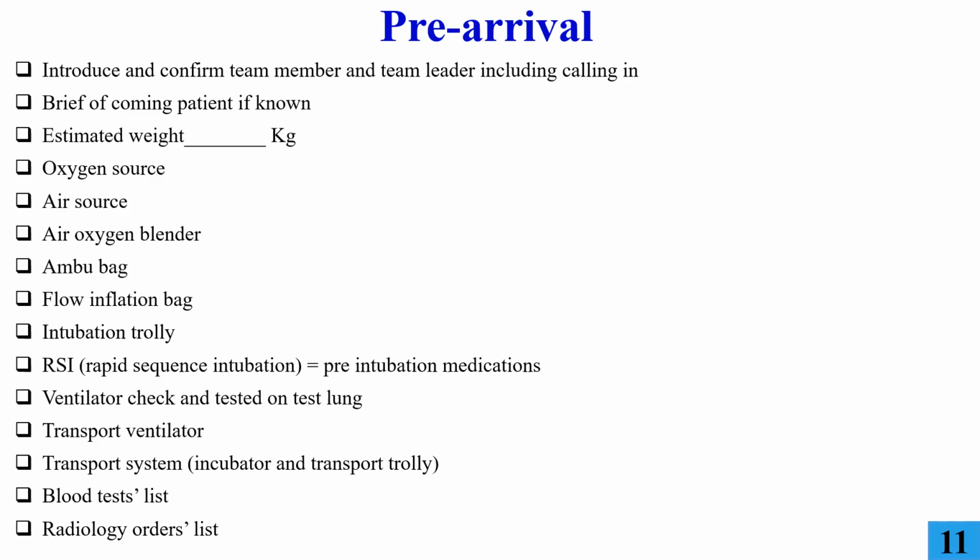We need an estimated weight. If we have the weight, it's great, but if we don't, we can calculate the weight based on the age. We should ensure that there is an oxygen source, whether from the wall or through the bottle. We should also have an air source, whether from the wall or a ventilator with a compressor. We should have an air-oxygen blender. We will show you that, inshallah, in the future. We should have an Ambu bag, self-inflating bag. We should have a flow-inflating bag. We should have an intubation trolley, and I will tell you later on, inshallah, what the intubation trolley should have.